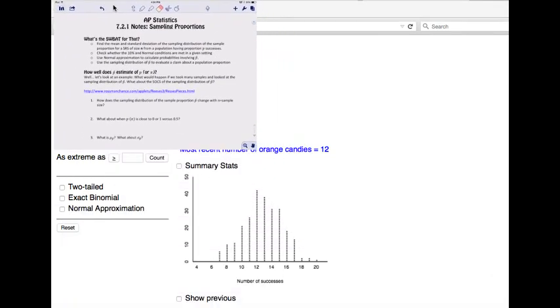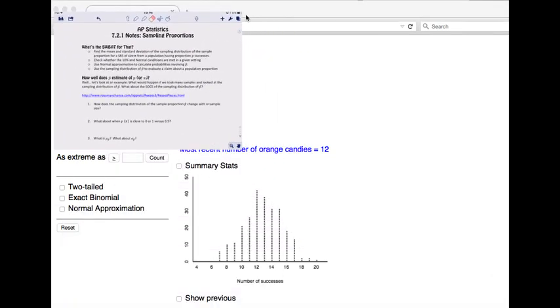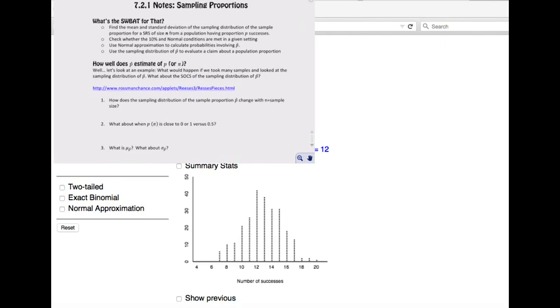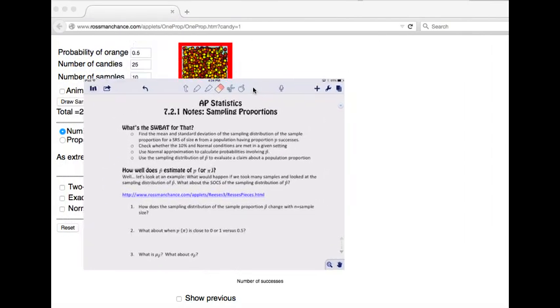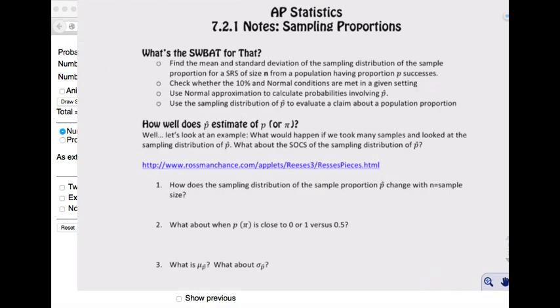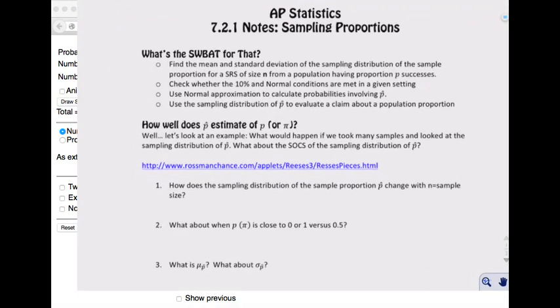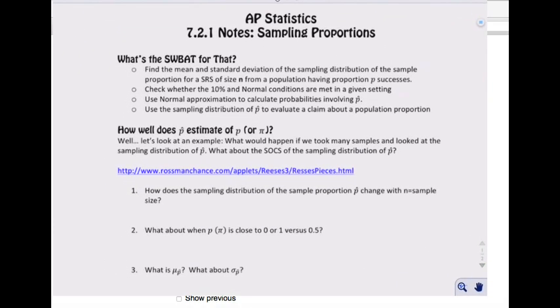I actually have no idea how to make this bigger, but it just kind of does it on its own. That's fun. Okay. Sorry, people. Here we go. I'm trying.